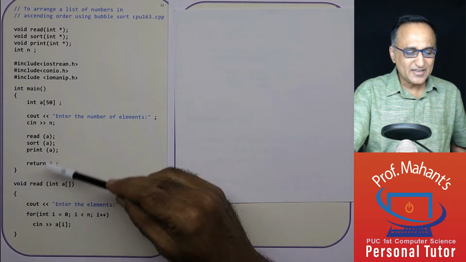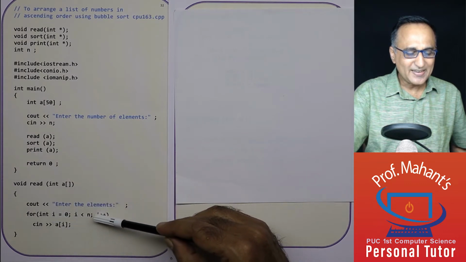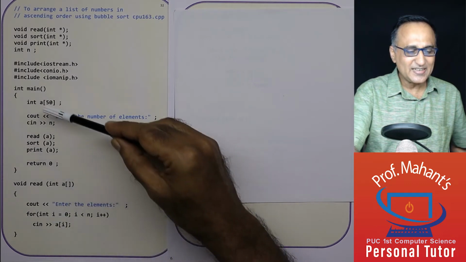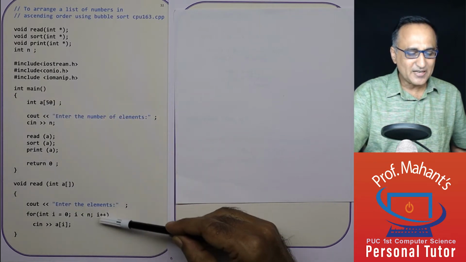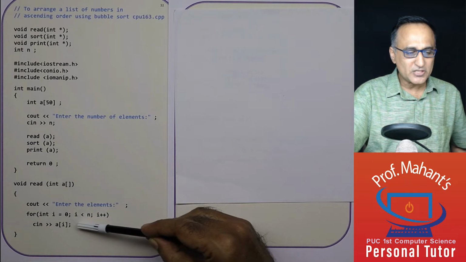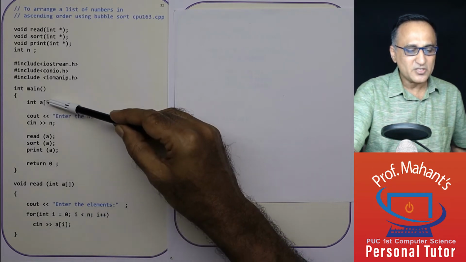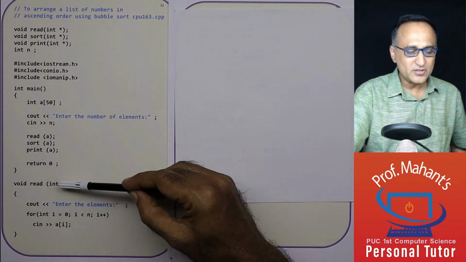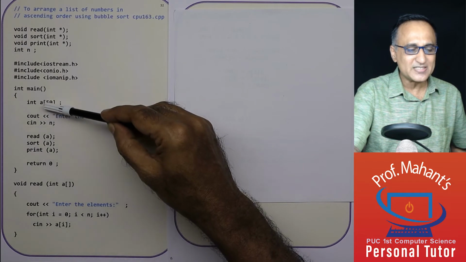So once it goes to read A, whatever values I enter in A here, this A is indirectly referring to the original A in main. So when I enter the numbers, those numbers are going to be stored in this particular array, which is A of 50. So this A is an alias to this particular A, or a nickname for this A.